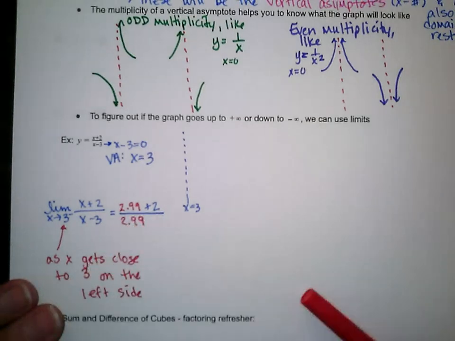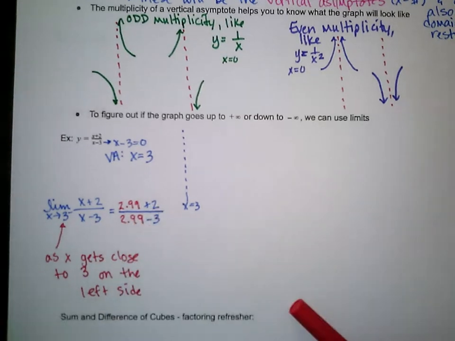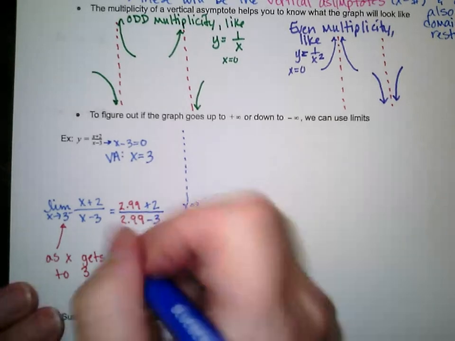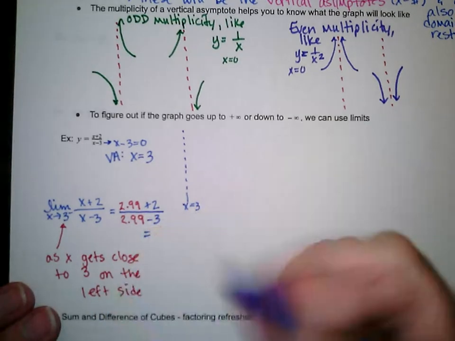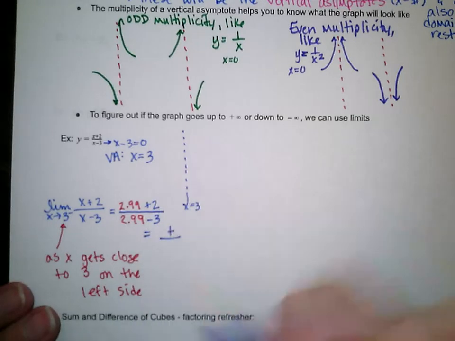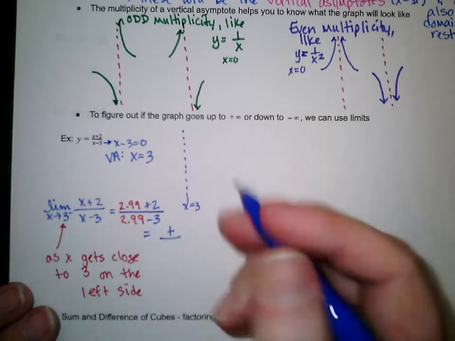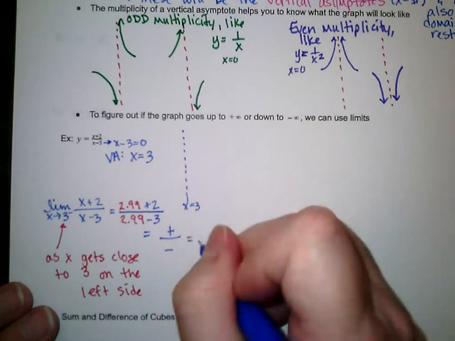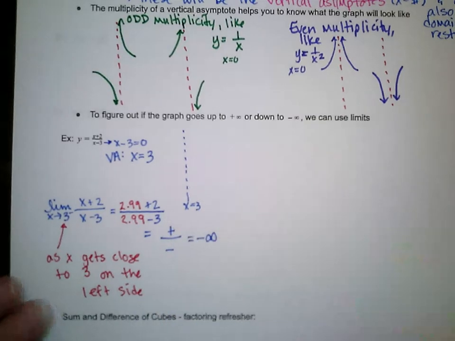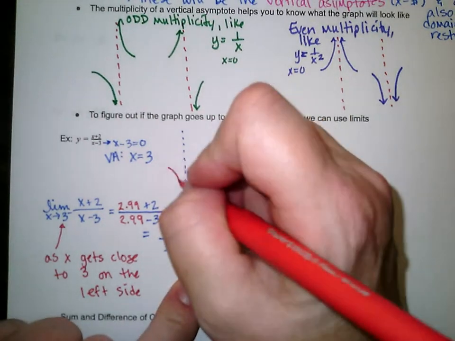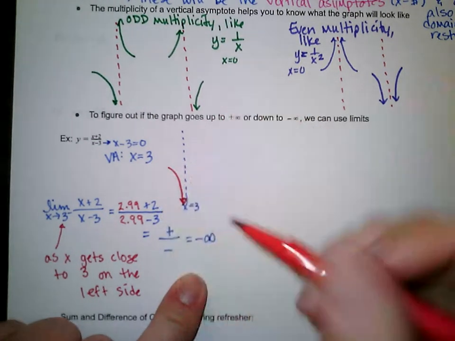So 2.99 minus 3. And I'm not really concerned about what value I'm going to get because I know it's going to be infinity. It's either going to be positive or negative. That's what I'm concerned about. So really, I'm just looking at the sign. In the numerator, if I do 2.99 plus 2, that is positive. Denominator, 2.99 minus 3, that's negative. So this is going to give me negative infinity. So that's telling me that on the left-hand side of 3, the function is headed towards negative infinity.